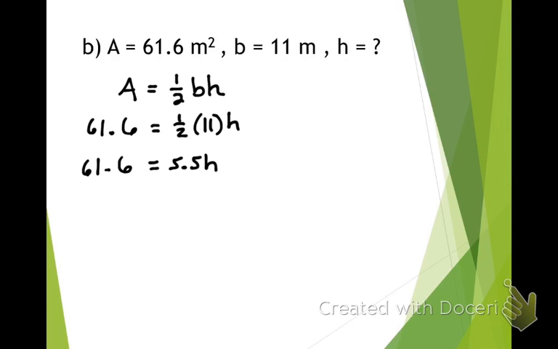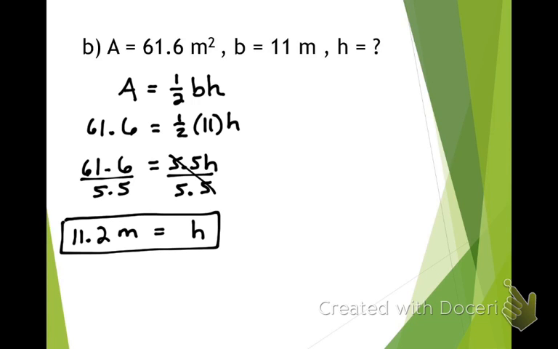5.5. You want the h by itself, so you have to divide by what? 5.5 divided by 61.6. 5.5 on both sides. When you do it, what did you guys get as your answer? 11.2. 11.2 what? Meters. Why not meters squared? Because we're not doing the area. You're not finding the area, you're just finding the height.